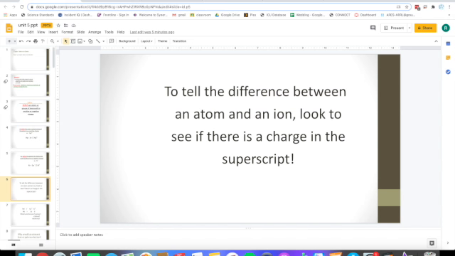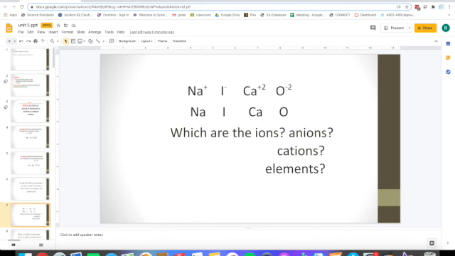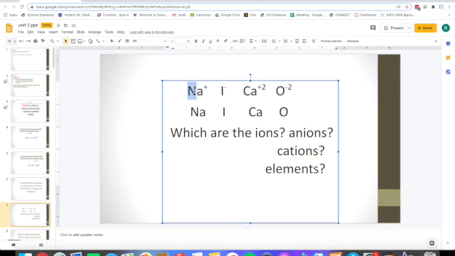So how do you tell if something is an ion? Well, all you need to do is check and see if there is a charge. If there's a charge, it'll be an ion. If it's a positive charge, it's a cation specifically. If it's a negative charge, it'll be an anion. So here are some examples. Na right here has a positive charge. So that would be a cation because it has a charge and it's positive.